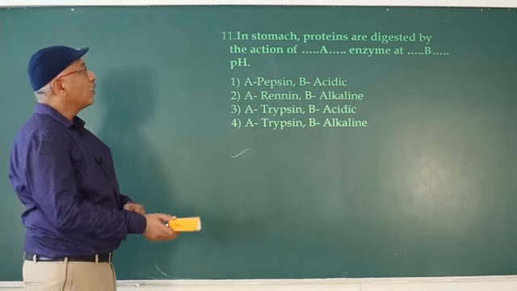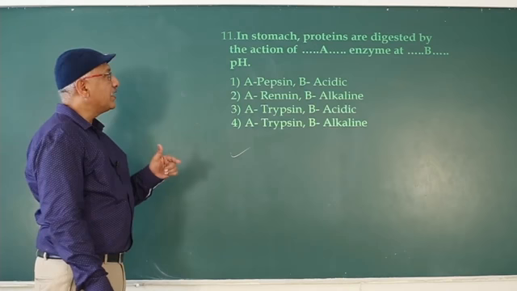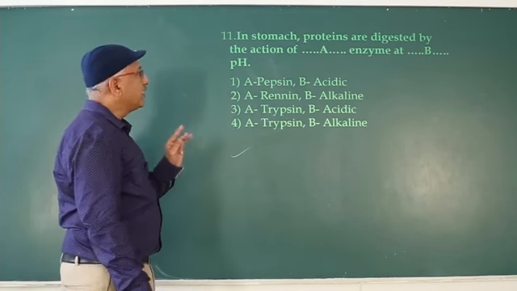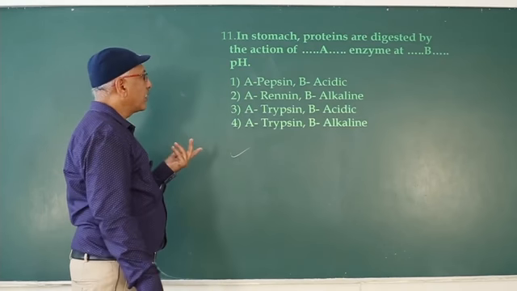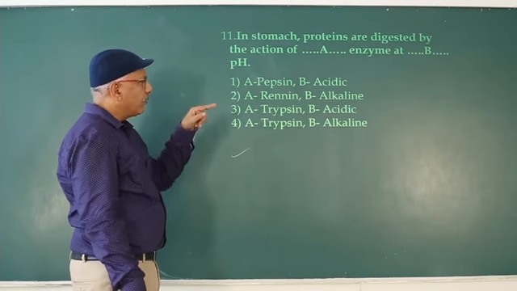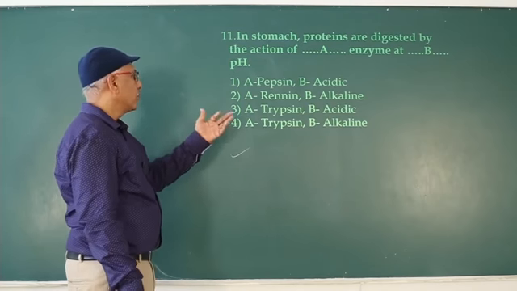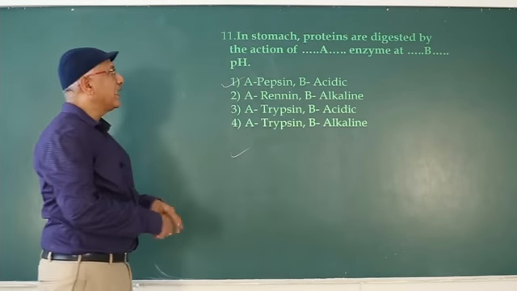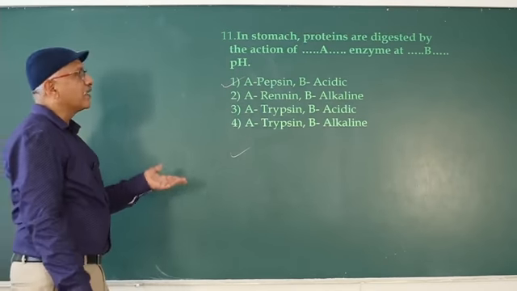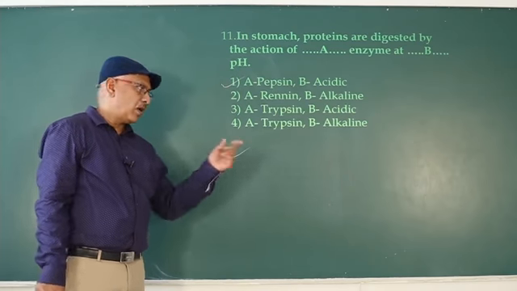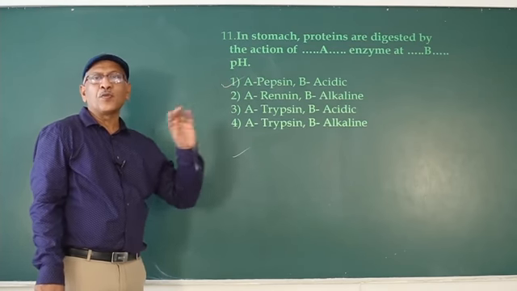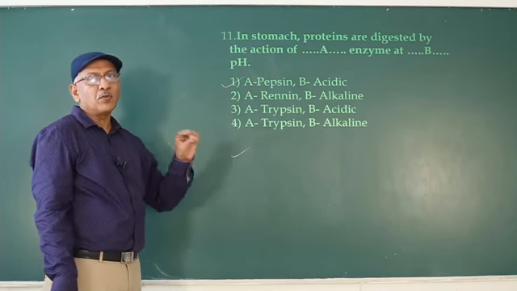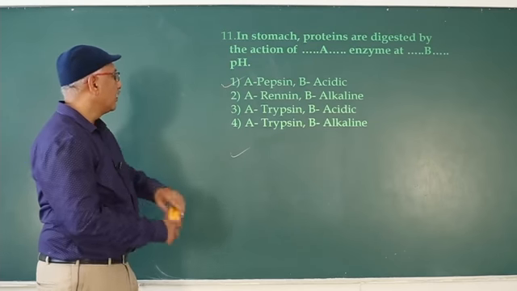In the stomach, proteins are digested by the action of which enzyme at what pH? Pepsin enzyme at acidic pH is correct. In the second option, A may be renin but it is not alkaline. Trypsin is in the pancreas, not in the stomach. So the answer is A: pepsin enzyme at acidic medium. Why in the stomach? The pH of gastric juice is 0.9 to 1.8, but gastric juice is most effective at 1.8. So the answer is 1.